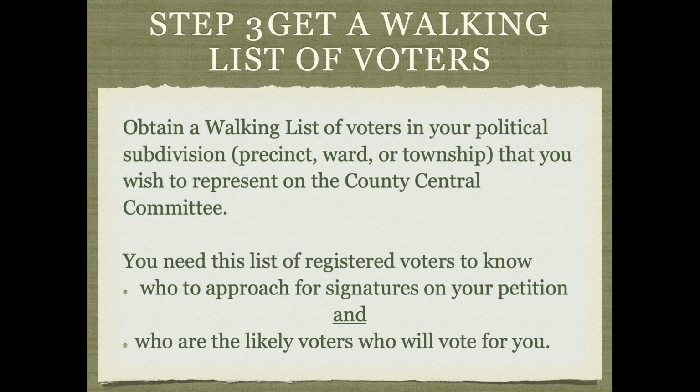Get a walking list of voters. Obtain a walking list of voters in your political subdivision, precinct, ward, or township that you wish to represent on the County Central Committee. You need this list of registered voters to know who to approach for signatures on your petition and who are the likely voters who will vote for you in the primary election. Call or visit your BOE or BOE website.